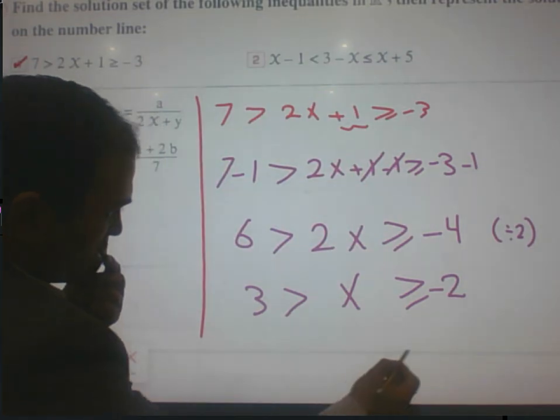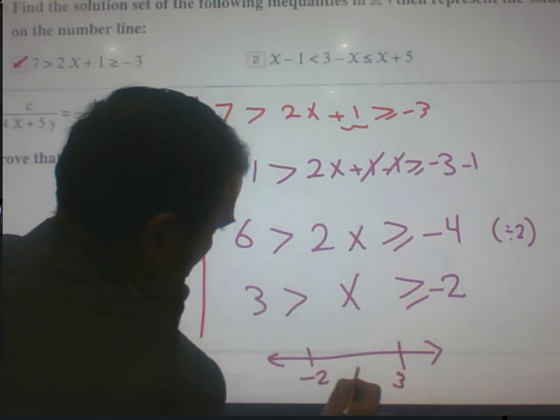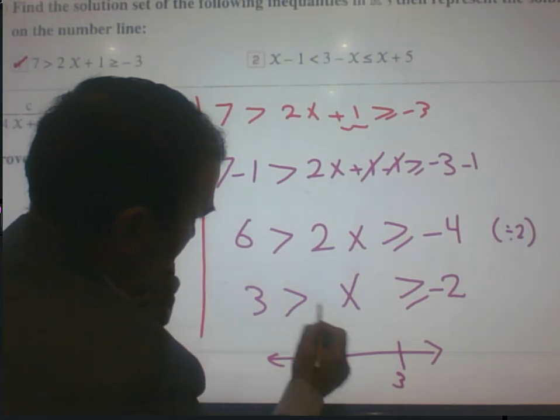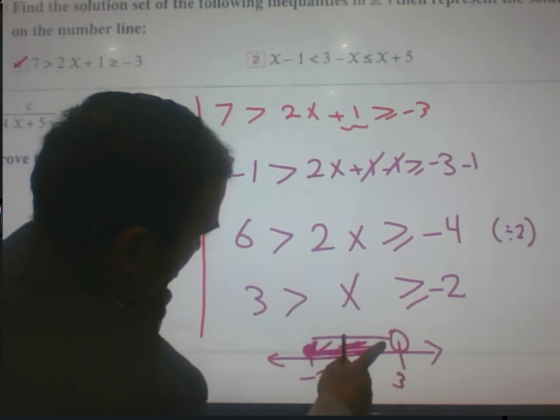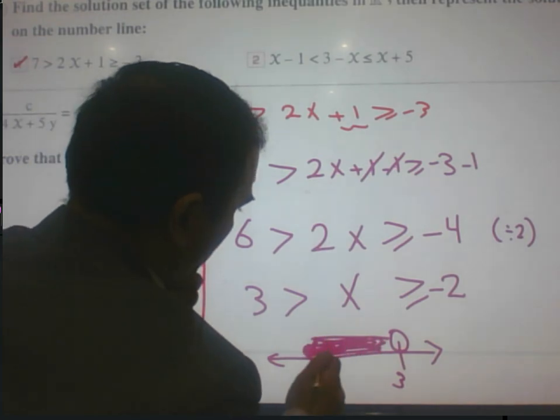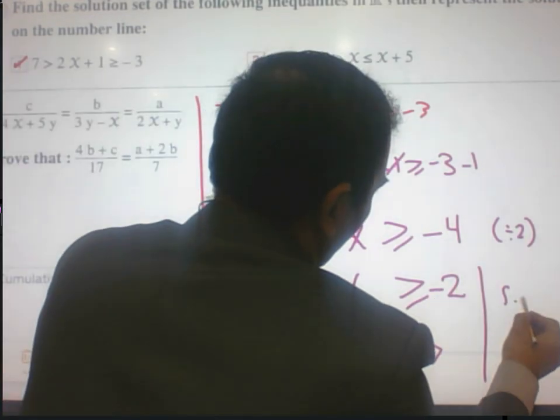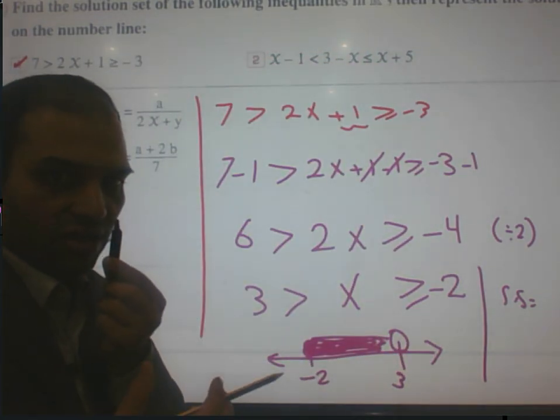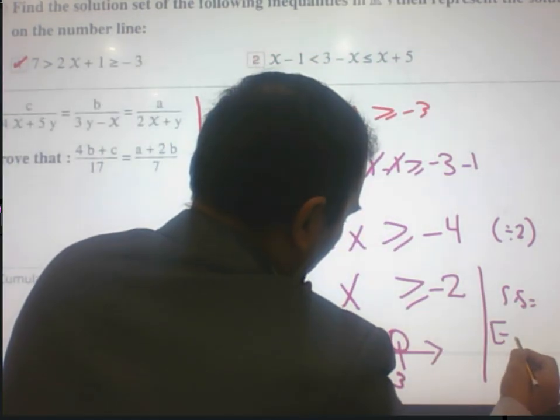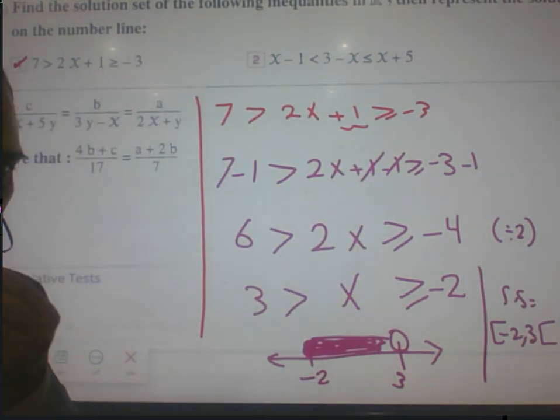Then for the solution set, we can draw a number line here to represent the inequality from negative 2 to 3. Negative 2 is closed and 3 is open. This is the solution here. Then I will write the interval: closed at negative 2 and open at 3. Negative 2 to 3, open. Okay, this is the solution set.